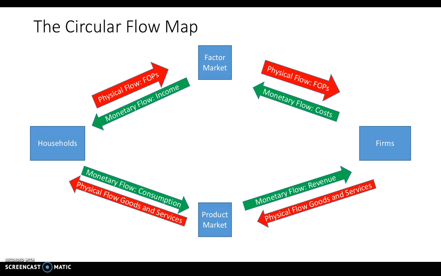So you have the monetary flow at the top going from costs to income, and at the bottom consumption to revenue. The firms make revenue, the households get income. Physical flow in the factor market stays the same. It's the transfer of factors of production to the firms where they become goods and services, and they are selling the goods and services to the households. Then you can add the government to this.